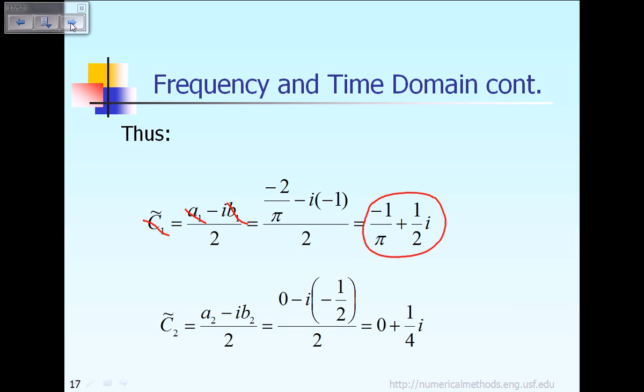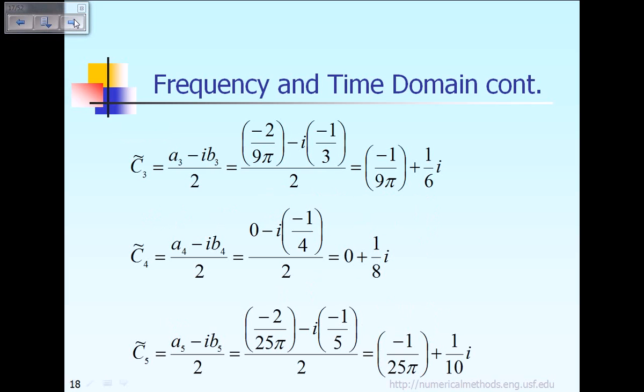And notice again, the first term, minus 1 over pi, represents the real part of the complex number C tilde 1. And the second portion, which is plus 1/2, represents the imaginary part. For the same thing, if you let k equal to 2, we can calculate C tilde 2 equal to A2 minus i B2 over 2. And since we know the values A2 and B2, we can plug them in and say the answer for C tilde 2 is equal to this much. And so on and so on. We can calculate all the way for C tilde 3, C tilde 4, C tilde 5.